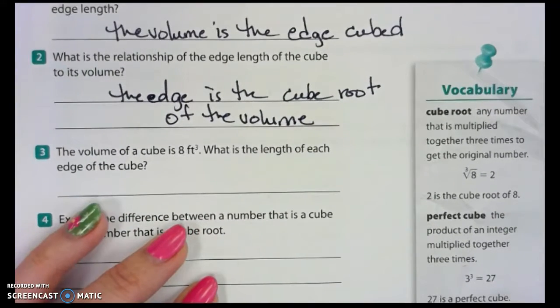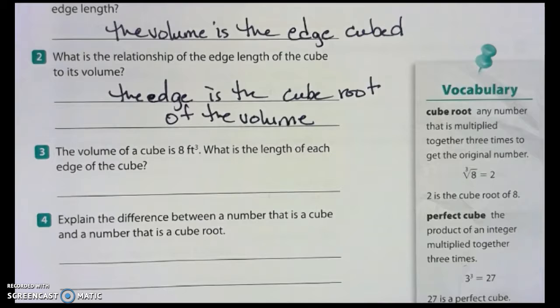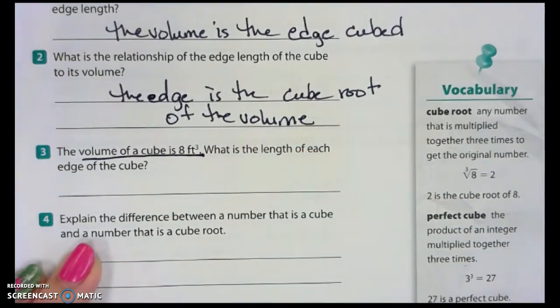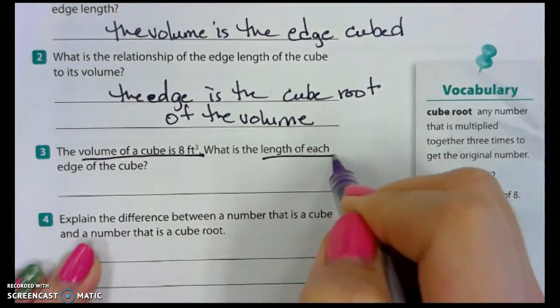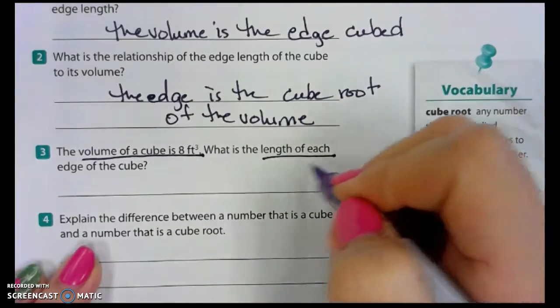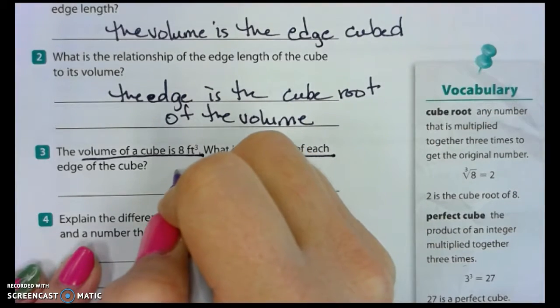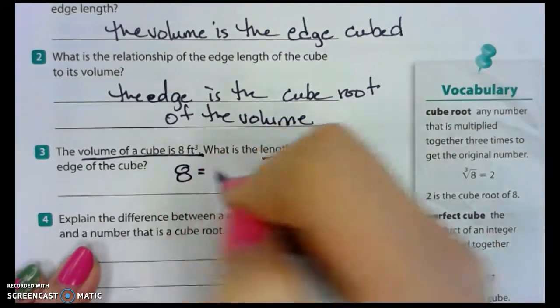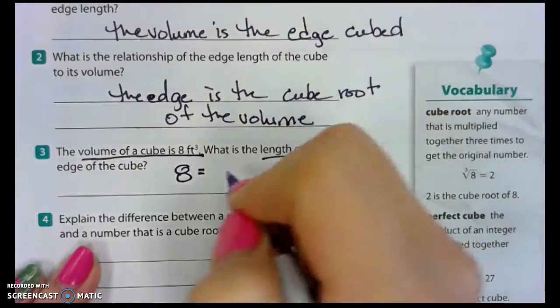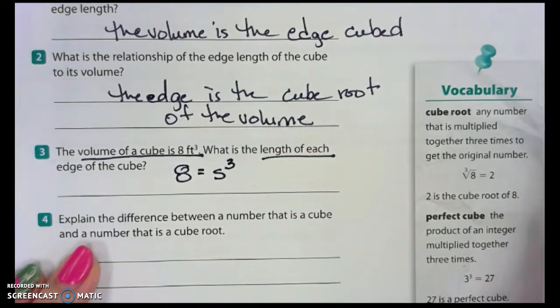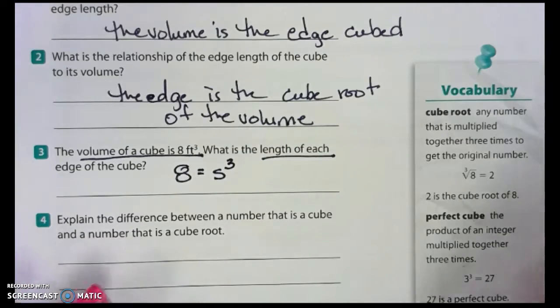Number 3, the volume of a cube is 8 feet cubed. What is the length of each edge? So we have volume, which is 3 dimensions, and we want length, which is 1 dimension. Set up your equation. The volume is 8, and the formula for volume is equal to side cubed. So our equation would be 8 is equal to side cubed.